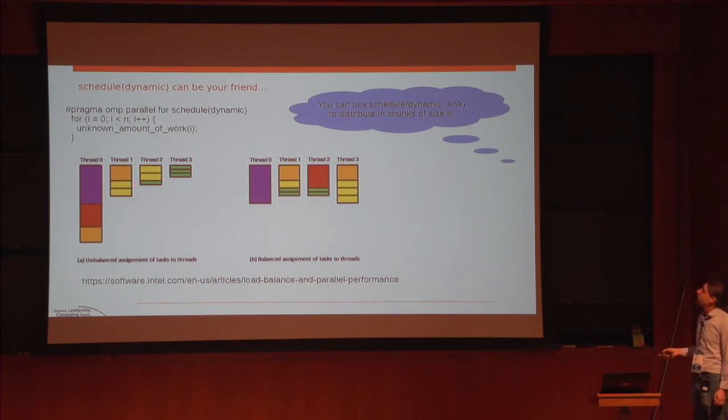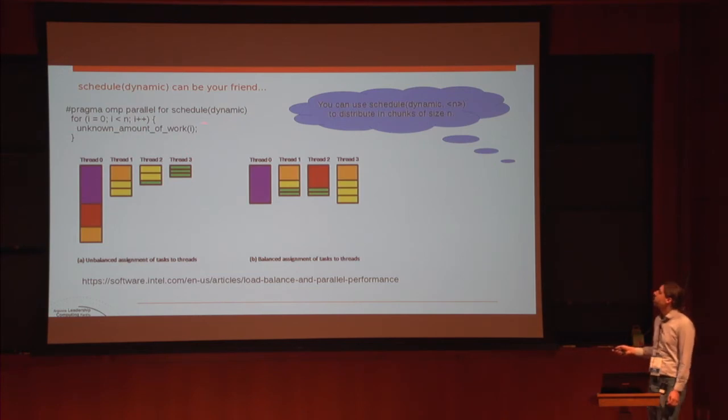And so here I have an example. Here I have these threads. They're each getting the same number of iterations, but the amount of work per iteration is not the same, and so you end up having a lot of waiting. Whereas here, if I put on schedule dynamic, then the iterations get divided up dynamically, and the work is much better balanced.